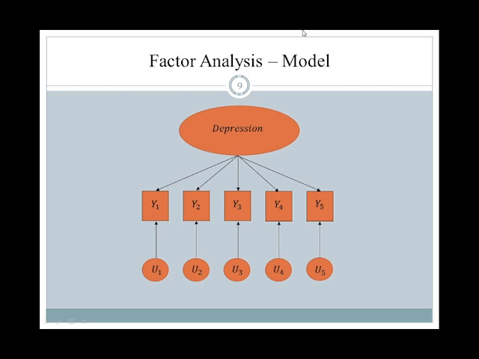And then each item has a unique variance because this is what is unique to that item. Once we account for the common factor, the unique factor is just what is left over of the item. Together, the common factor and the unique factor account for the entire variance of the observed variable. Any questions so far on that? Okay.